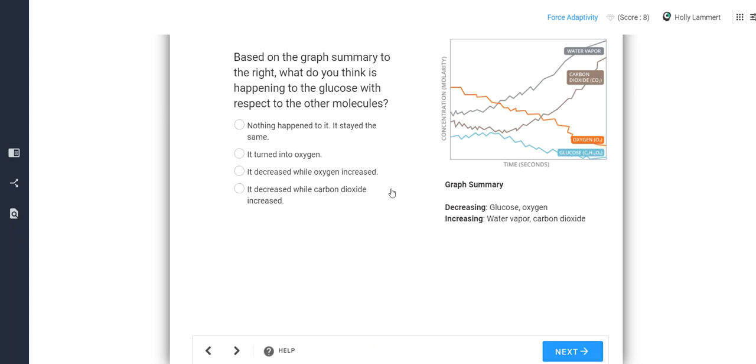Based on the graph, what do you think is happening to the glucose with respect to other molecules? Is nothing happening to it? It stayed the same. Well, no, we can see it's decreasing. Did it turn into oxygen? You might say then the oxygen would have increased if that was true. So it decreased while oxygen increased, and again, we see that's not true. It decreased while carbon dioxide increased. Our graph does show that.